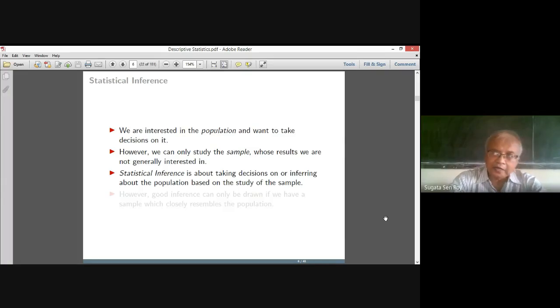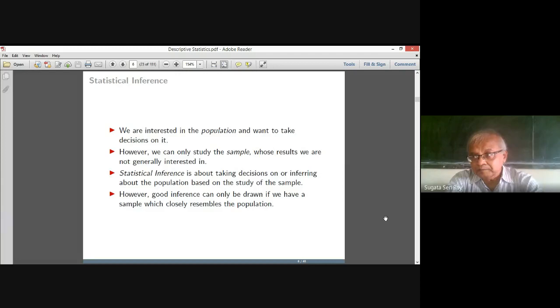I'll repeat this: you want to look at the population, but it's too big, you can't study it. You just take a part of the population, which is the sample, study the sample, and then try to get back to the population. Somehow you have to relate the results that you get from the sample with what the population stands for. So that is what statistical inference is about. Now, as you can see, you can have good inference only if the sample closely resembles the population.